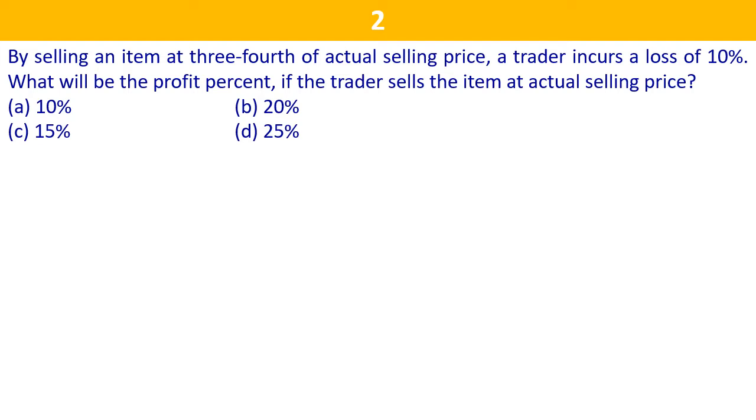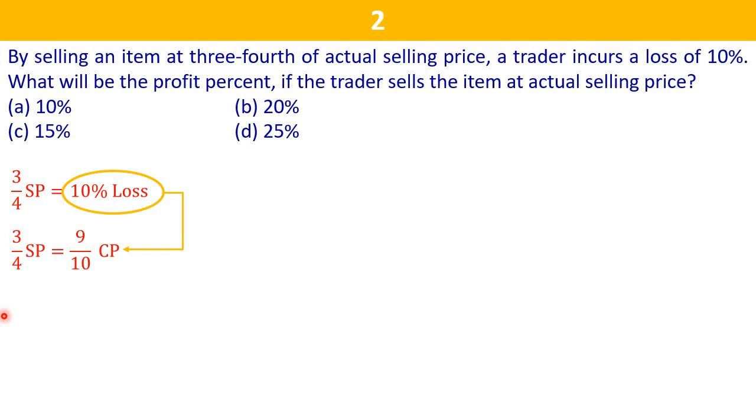Problem number 2. By selling an item at 3/4 of actual selling price, a trader incurs a loss of 10%. What will be the profit percent if the trader sells the item at actual selling price? Now, the selling price is 3/4 of actual selling price. We will assume that the actual selling price is SP. Then he is selling at 3/4 of SP, because of which there is a loss of 10%. What does 10% loss mean? 10% loss is equivalent to 3/4 of selling price. So 10% loss means he is selling at 9/10 of cost price.